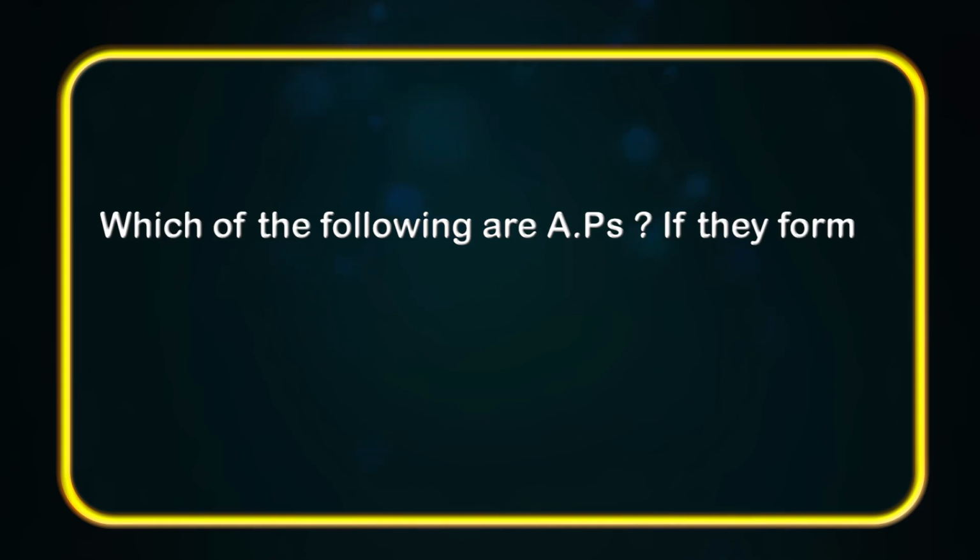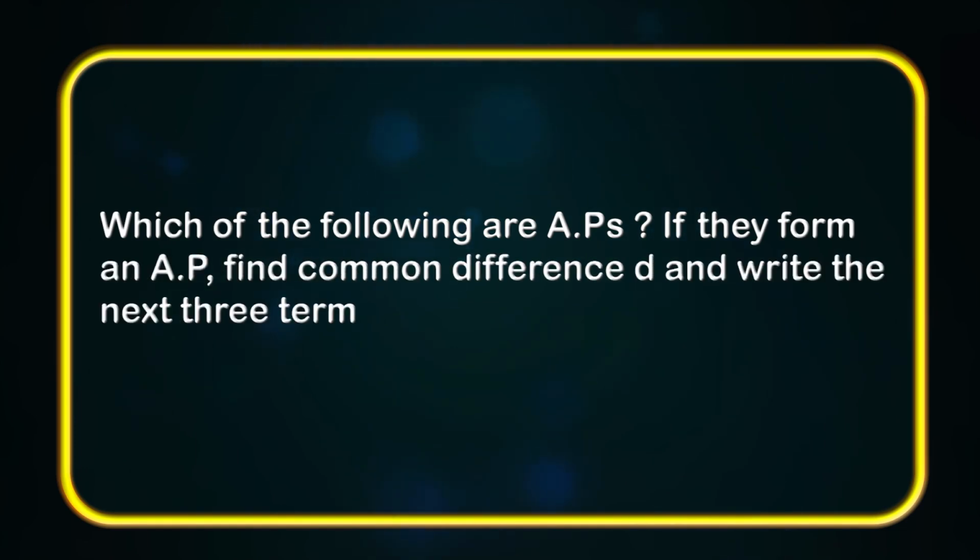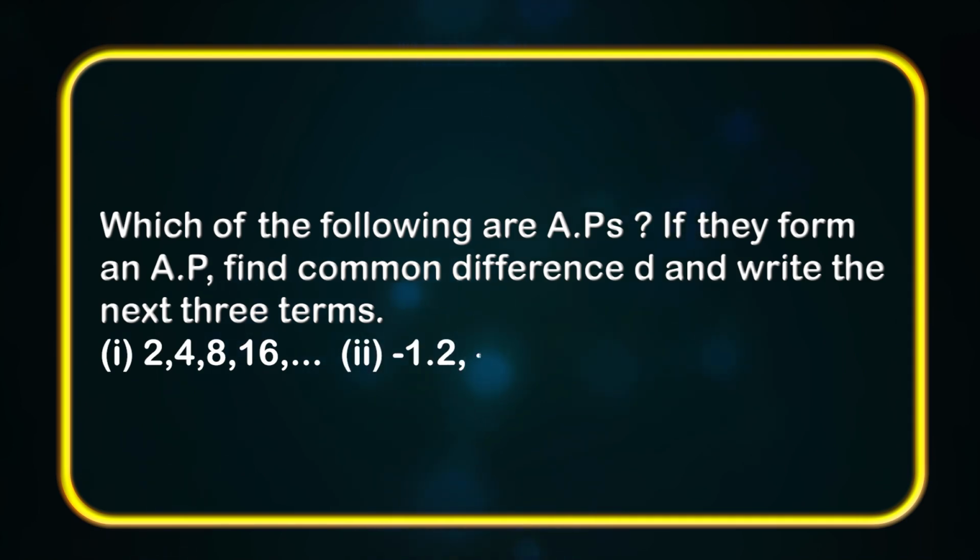Which of the following are arithmetic progressions? If they form an AP, find the common difference D and write the next three terms. First one: 2, 4, 8, 16 and so on. Second one: minus 1.2, minus 3.2, minus 5.2, minus 7.2 and so on.